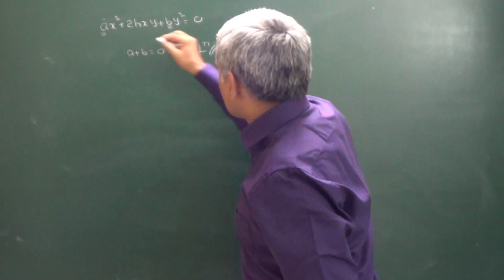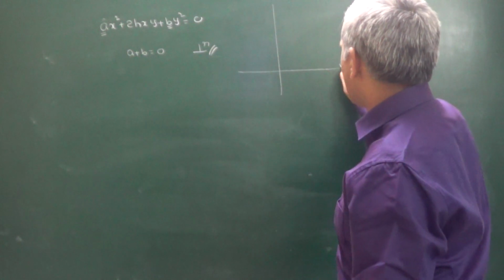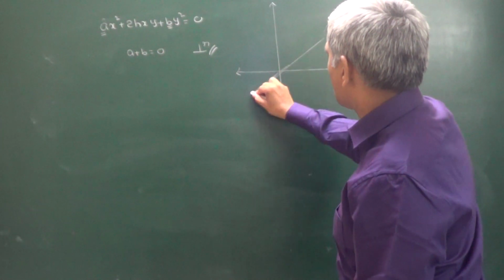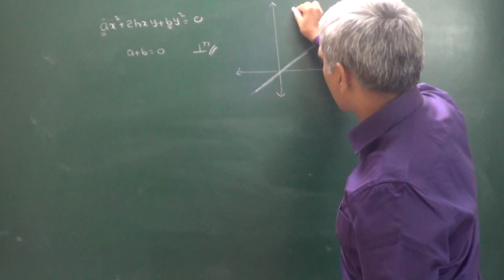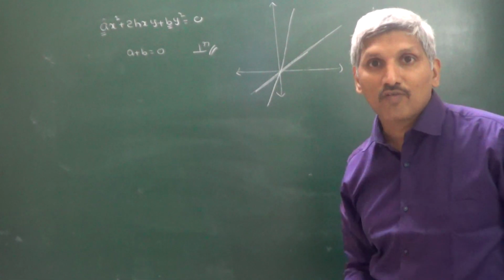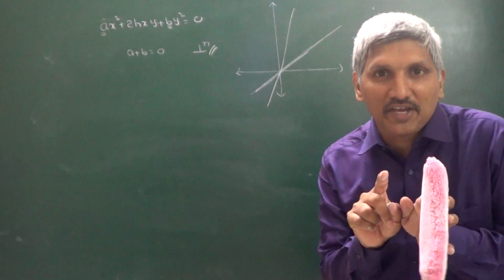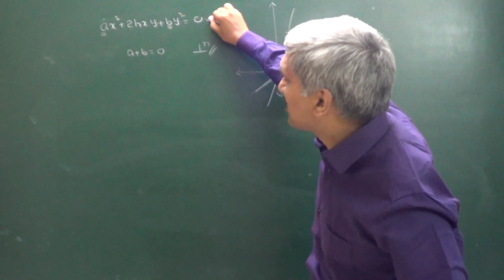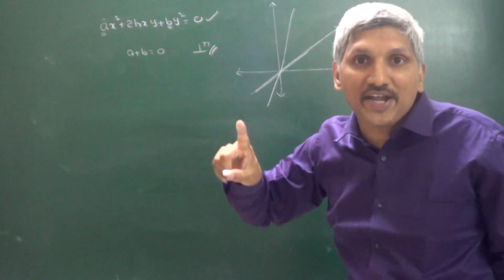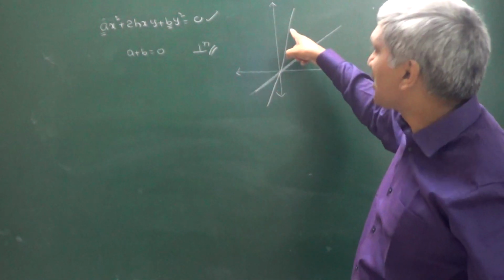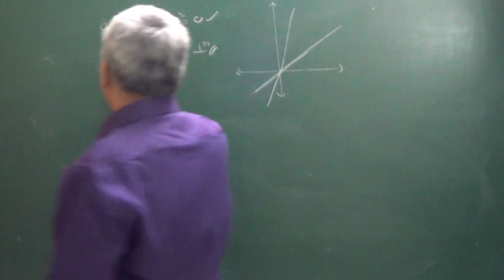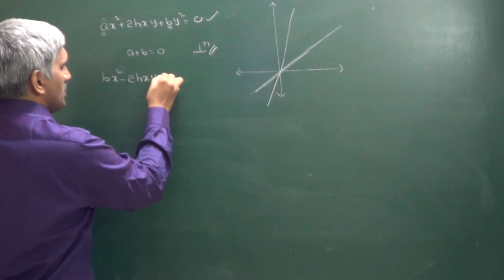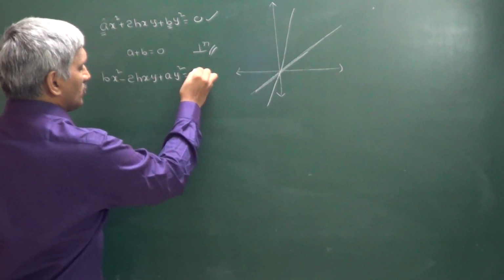Now, ax square plus 2hxy plus by square is equal to 0. The general homogeneous equation represents two straight lines. Both the straight lines are passing through origin. Now we want to find out the combined equation of pair of straight lines perpendicular to this. That is perpendicular to these two lines. The combined equation of pair of straight lines perpendicular to these two lines is given by bx square minus 2hxy plus ay square is equal to 0.